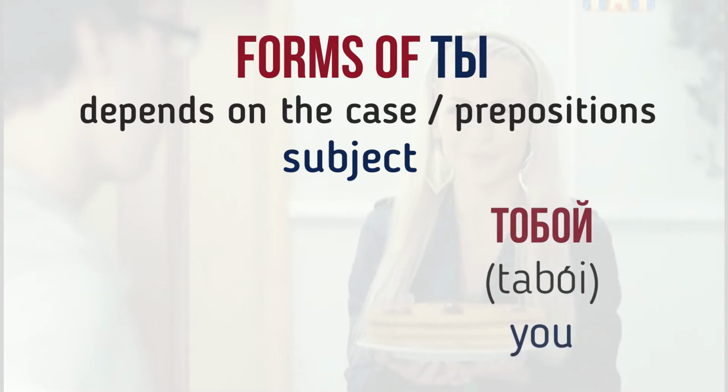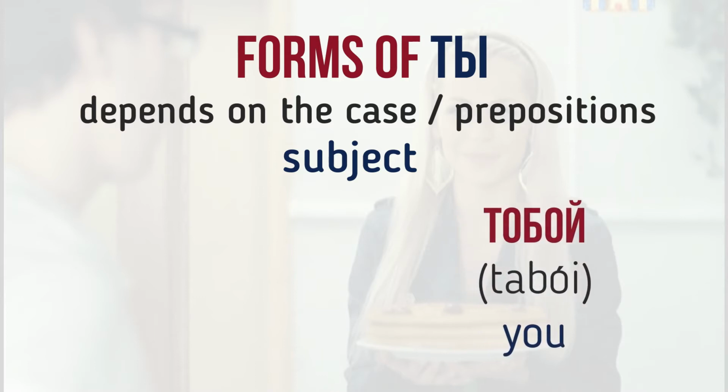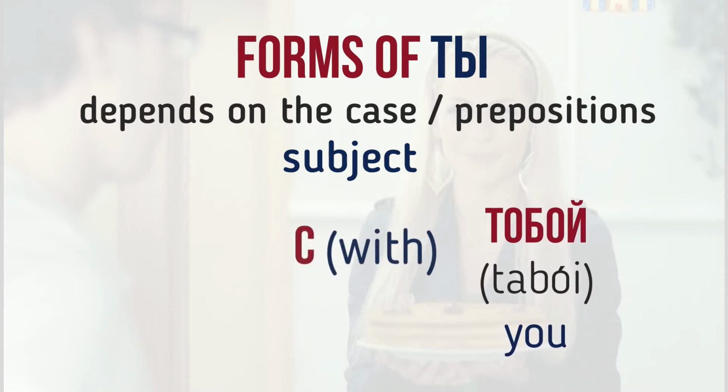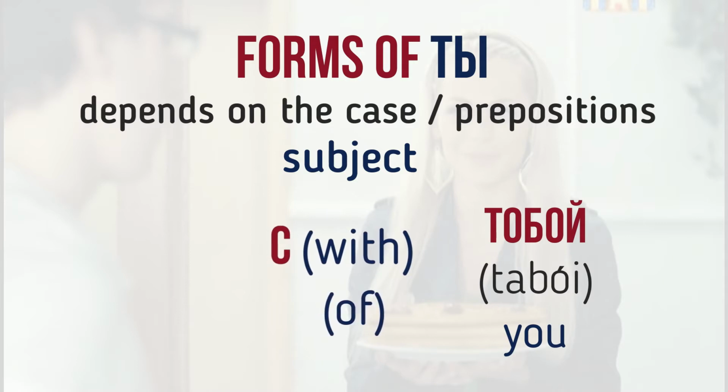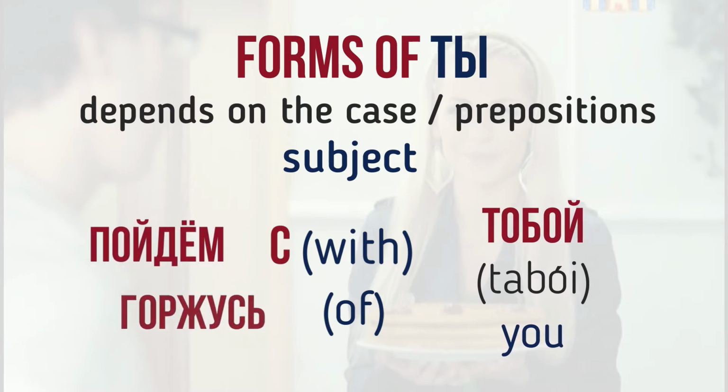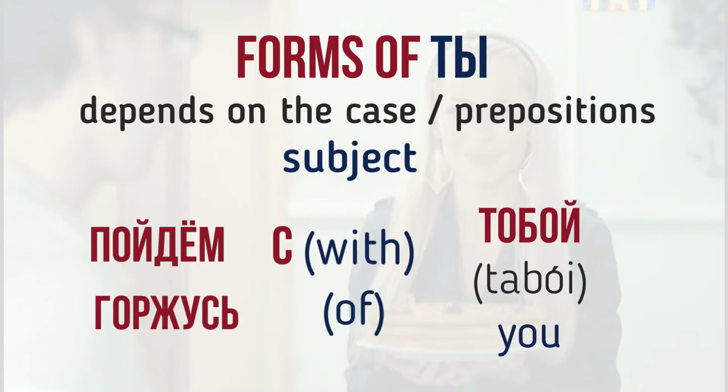Another form of ты is тобой, and it can be used either with a preposition or without. С тобой, or without any prepositions. So examples are пойдем с тобой, let's go with you, or горжусь тобой without any prepositions, and it means I am proud of you.